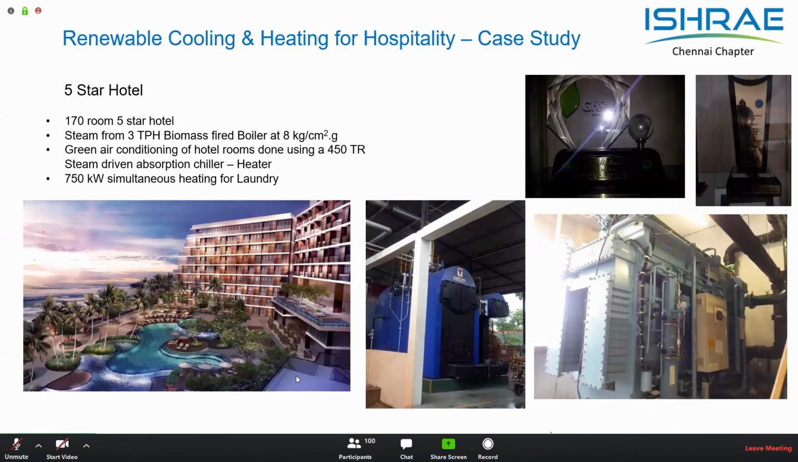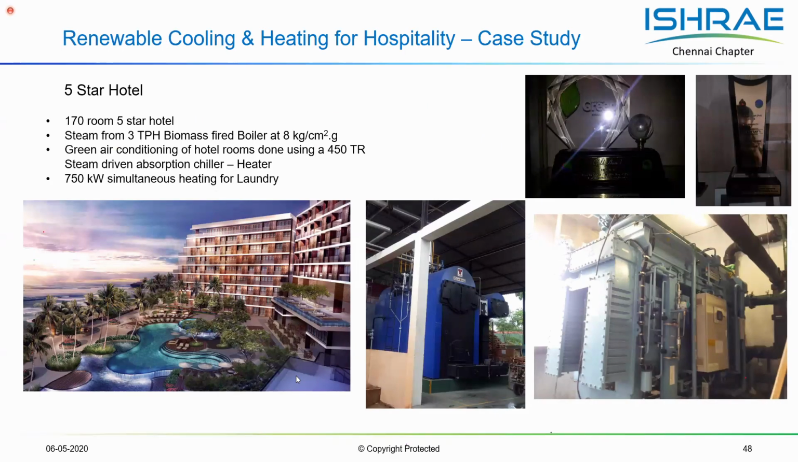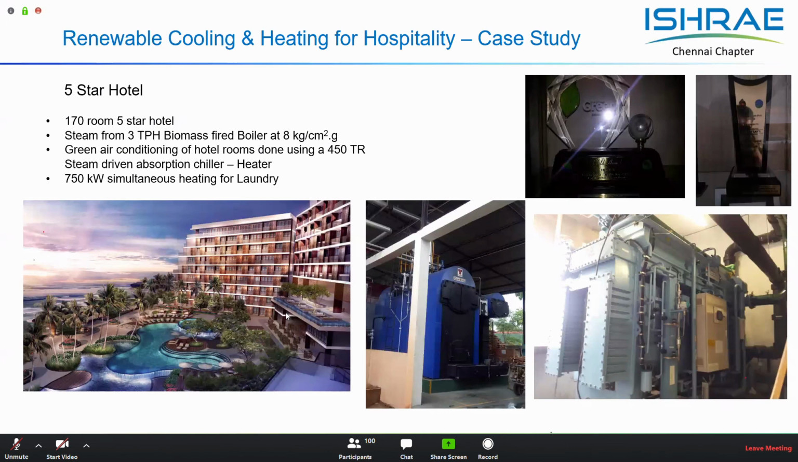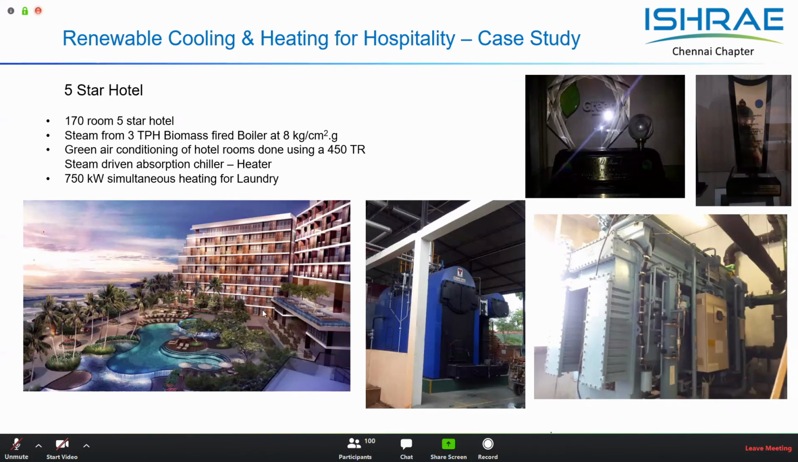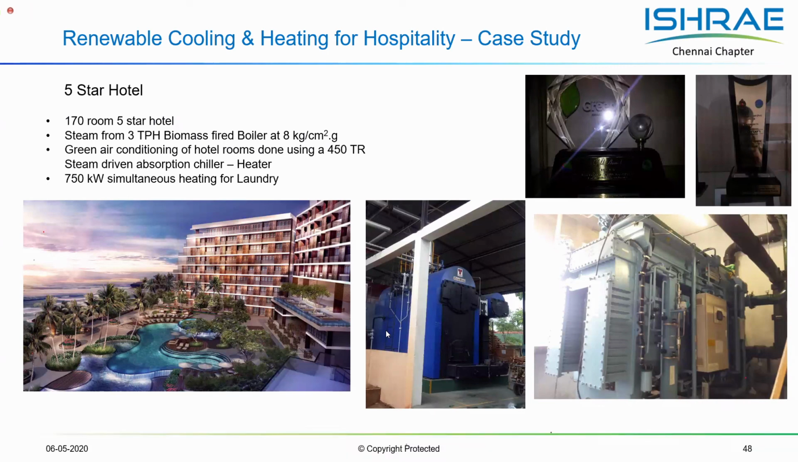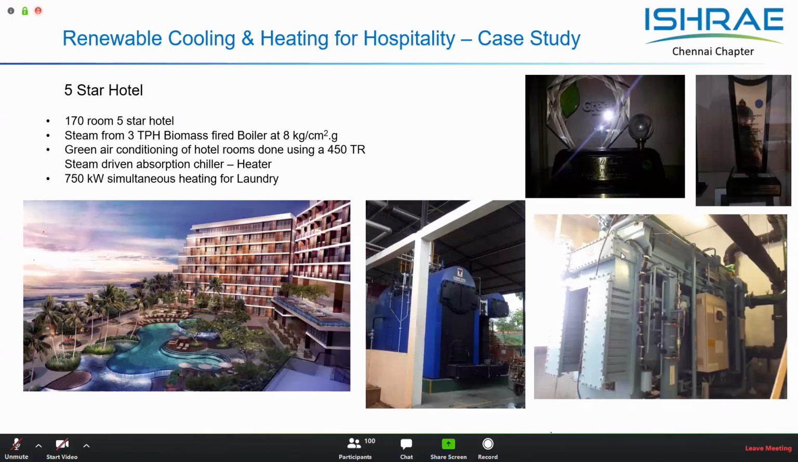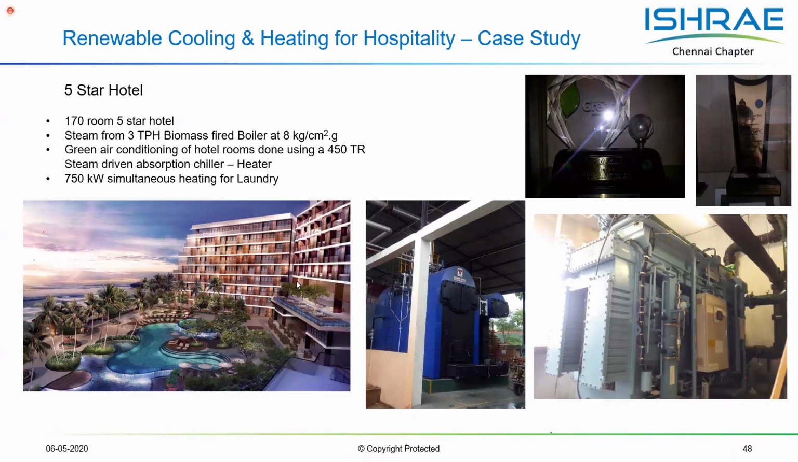Okay, so one such illustration, there is a 5-star hotel, a 170 room 5-star resort, where this kind of concept has been successfully implemented for many years, where there is a 450 TR chiller with a heating module attached to it. The steam is given from a biomass boiler, which makes it greener. And we can cater to both the cooling demand and heating demand simultaneously. Cooling is used for air conditioning, and the heating can be used for maybe laundry or for spa or those kind of applications.